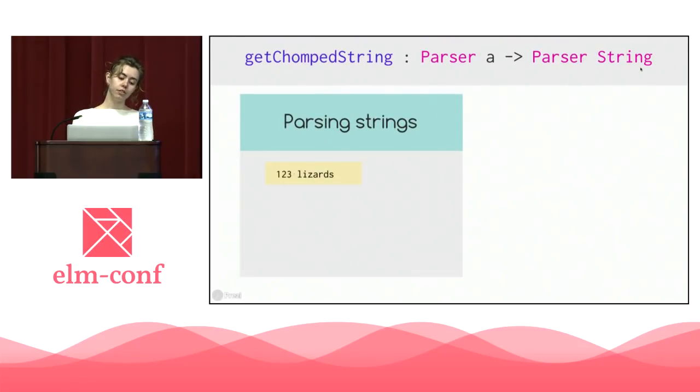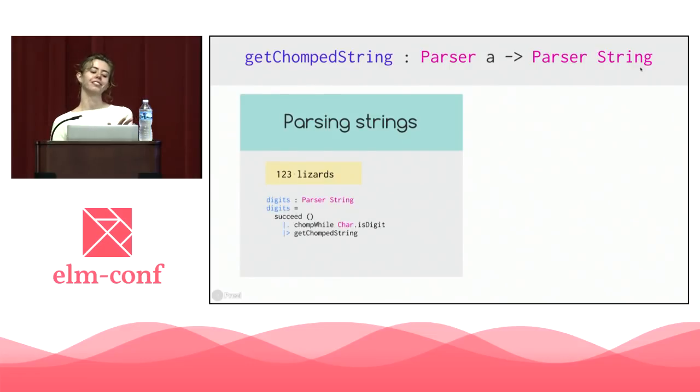So imagine that we have 123 lizards. This is heaven for some and hell for others, but if we just want to focus on the numbers here, we can do this by making a parser that looks like this. So we chomp while the character is a digit. And it goes 1, 2, 3. Those are all digits. When it comes to the space, it's like, oh, that's not a digit. We're going to stop here. So the result of this is it will return 123, which is great. This is what we want.